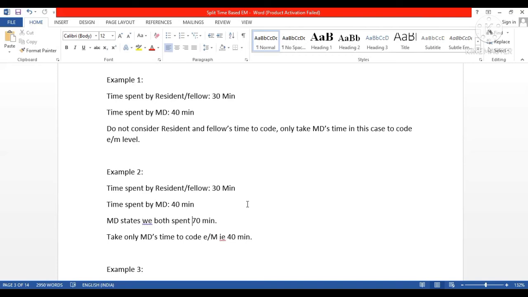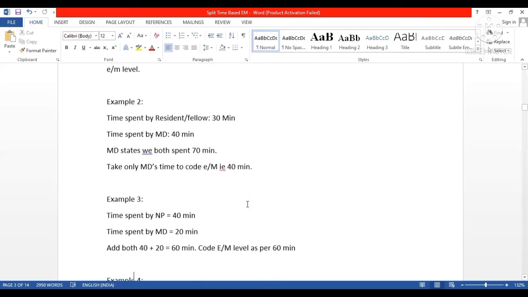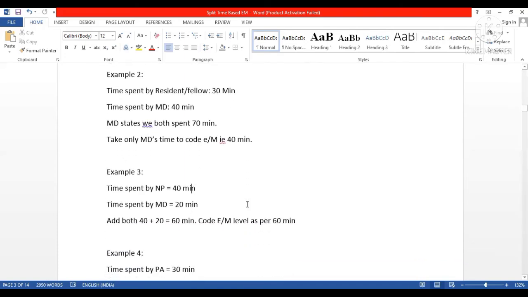Example 2: time spent by resident and fellow 30 minutes, time spent by MD 40 minutes. The MD states we both spent 70 minutes. However, even though the MD mentioned that we both have spent 70 minutes, we will code on the basis of only the MD, because we will not take the time of the resident and fellow in order to calculate the E/M level on the basis of time, right?